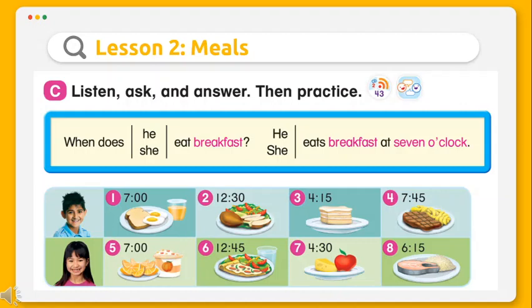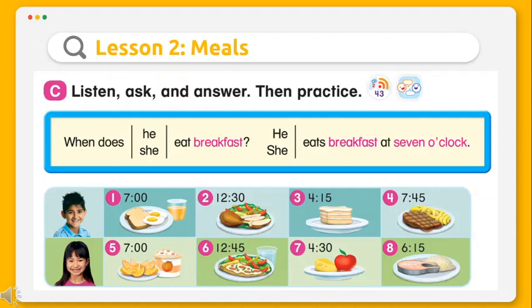5, When does she eat breakfast? She eats breakfast at 7 o'clock. 6, When does she eat lunch? She eats lunch at 12:45. 7, When does she eat a snack? She eats a snack at 4:30. 8, When does she eat dinner? She eats dinner at 6:15.